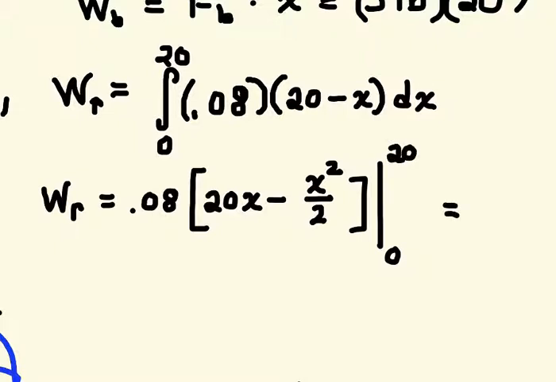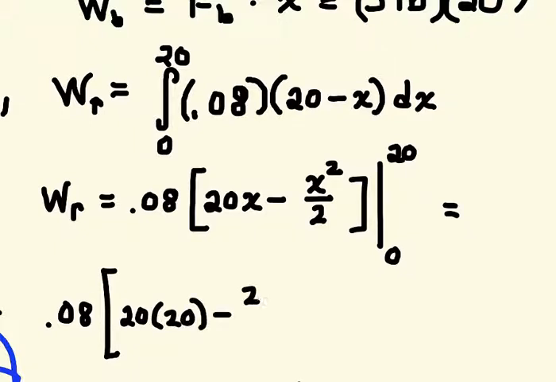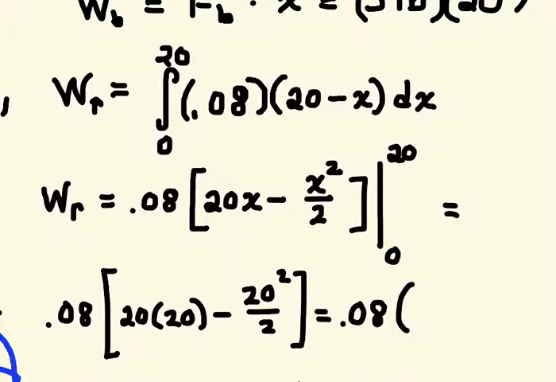Fundamental theorem of calculus part 2 says this is equal to 0.08 times, we're going to put 20 in, f of b, 20 times 20 minus 20 squared over 2, minus f of a. There's no f of a. If I put a 0 in, that becomes 0, that becomes 0, so I don't really have to put that in. So I can end it right here. And so it becomes 0.08 times 20 times 20 is 400, minus 20 squared is 400, divided by 2 is 200.